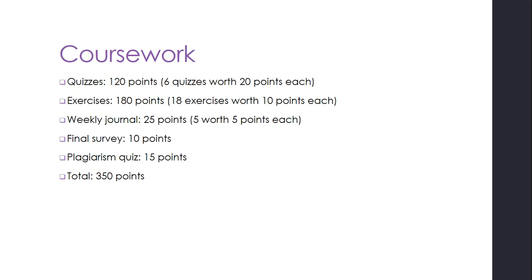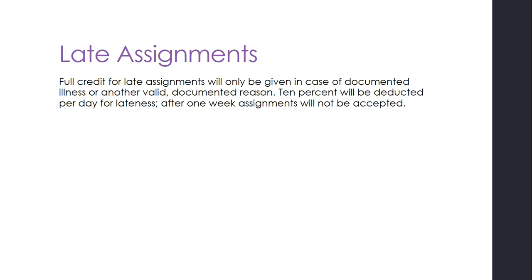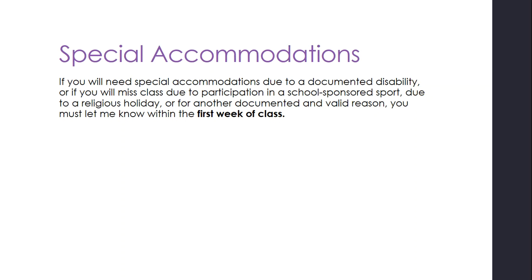So the total points for the course is 350 points. So it's pretty clear. The bulk of it is your quizzes and exercises, but then you also have that weekly journal. Again, you can't proceed to the next module before you complete your weekly journal, the final survey, and the plagiarism quiz. Late assignments, full credit for late assignments will only be given in the case of documented illness or other valid documented reason, and those are very few and far between. 10% will be deducted per day for lateness. After 1 week, assignments will not be accepted.